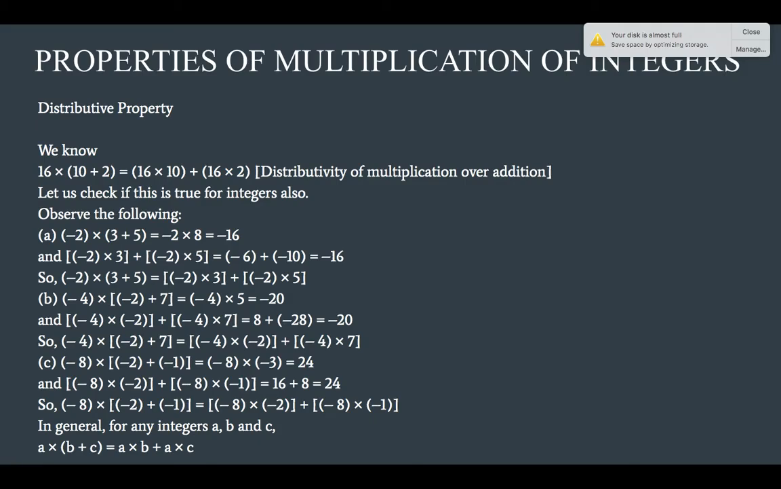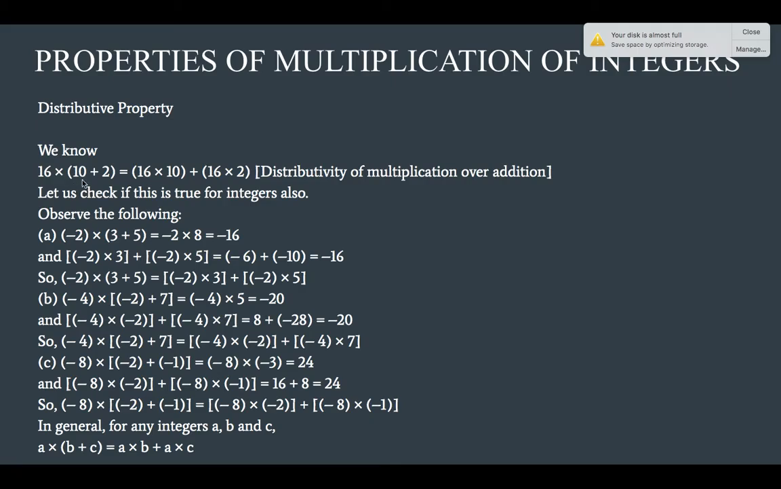And why do we say it is the distributive property? Because you can see for yourself that the multiplication is getting distributed over here. We multiply a with b first, and then we add a into c to it. So a into bracket of b plus c is nothing but a into b plus a into c.